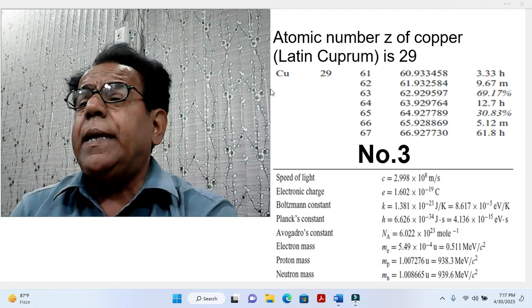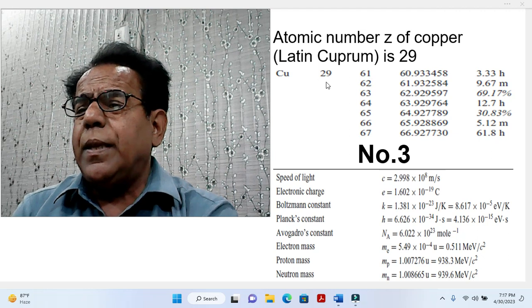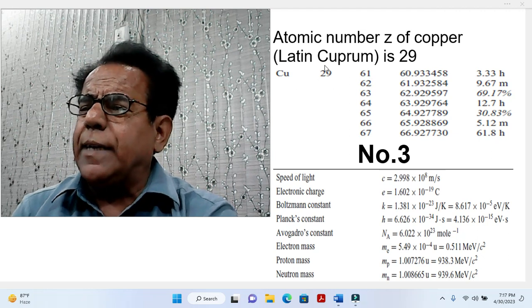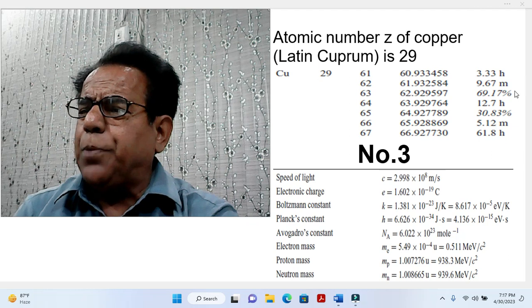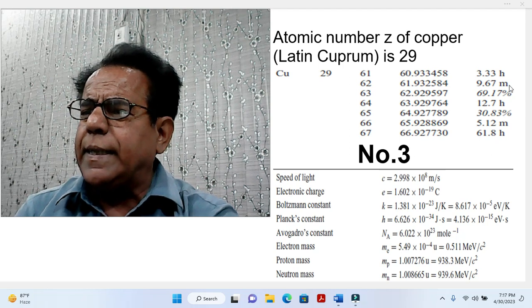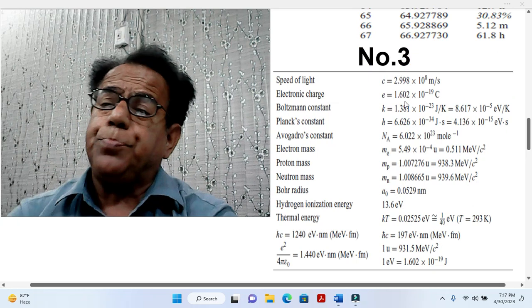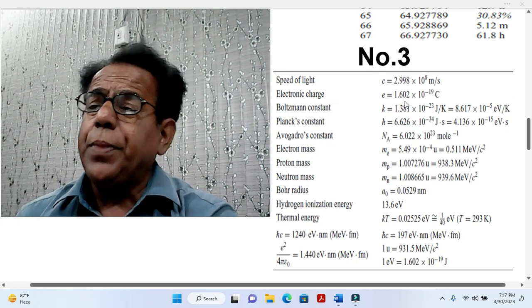Okay, here its atomic number Z is 29, and only we are concerned with this. However, its remaining properties are shown in this form. Okay, this is just for our understanding and concept clearance.